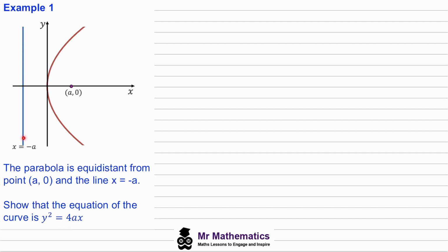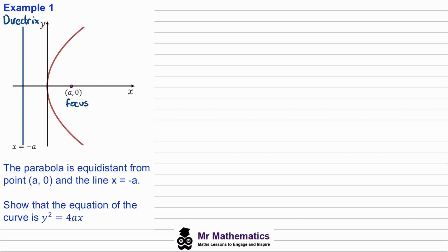This blue line has a special name. This is called the directrix. And the point at (a, 0) is called the focus. And what we're told is that all the points along this curve are the same distance from the focus as they are from the directrix.